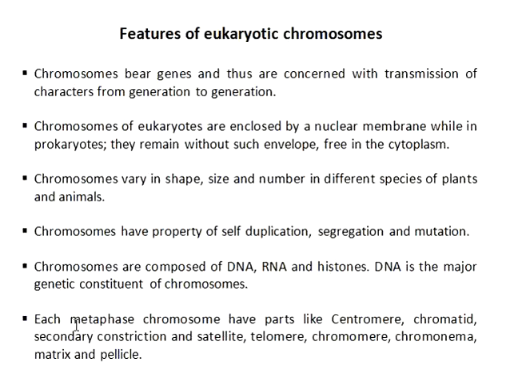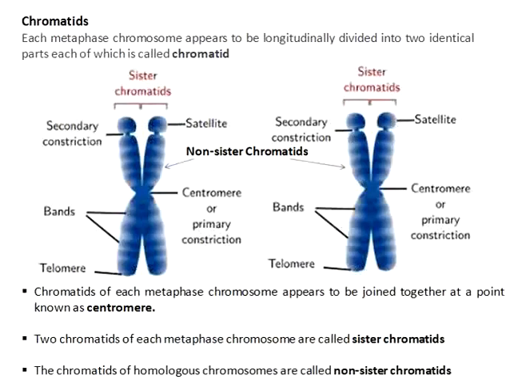Metaphase is the stage of cell division at which the chromosomes are highly condensed and clearly visible as darkly stained bodies when stained with basic dye. Each metaphase chromosome has various parts: centromere, chromatid, secondary constriction, which is also known as satellite, telomeres, chromomeres, chromonema, matrix, and pellicle. These are the various parts found in the morphological structure of the metaphase chromosome. Now we are going to study the parts individually, starting with the chromatid.